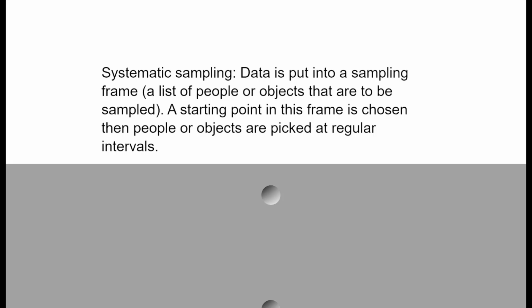Next one is systematic sampling. So data is put into a sampling frame. That's a list of people or objects that can be sampled. A starting point in the frame is chosen, then people or objects are picked at regular intervals. So you could have a list of names. You start at a certain point here, and then every two names, you pick the next person.